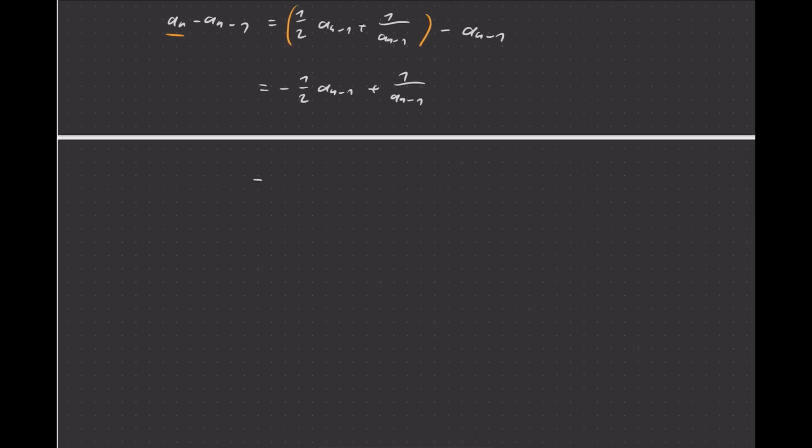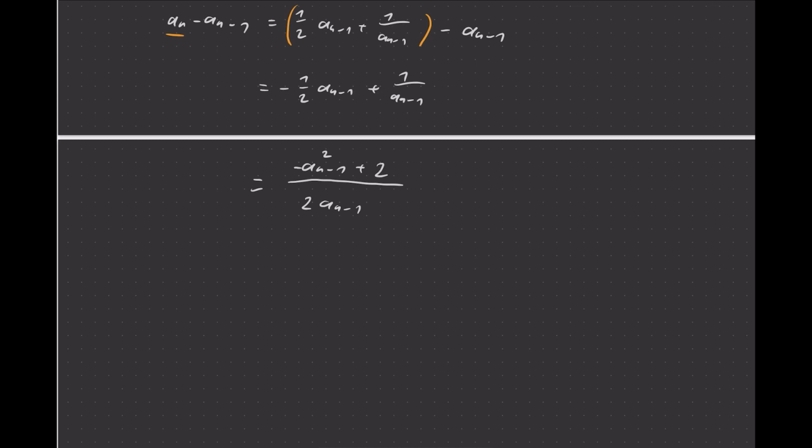And then let's see, we can put this on one fraction. So we have denominators 2 and a_{n-1}. So the common denominator is 2 a_{n-1}. And then we get minus a_{n-1} times a_{n-1}. So we need a square here. And a plus 2 from that expression here. So what do we see here?